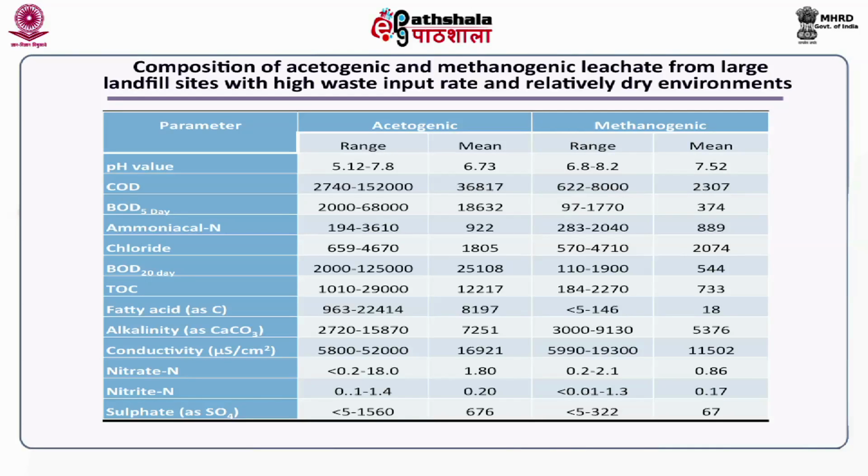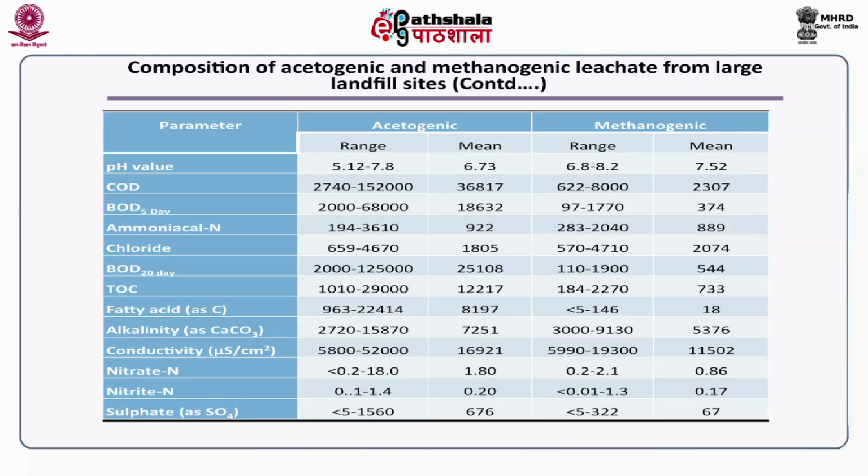So, the anaerobic degradation has 4 phases of degradation: hydrolysis, and then acidogenesis, acetogenesis and methanogenesis. Acetogenic leachate is nothing but that which is generated during the acetogenic phase, and methanogenic leachate is that which is generated during the methanogenic phase within the landfill. Now, this table will provide you the composition of acetogenic and methanogenic leachate that is generated from a very large landfill with a very high waste input rate and a relatively dry environment.